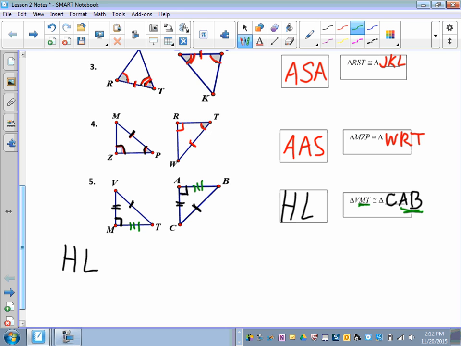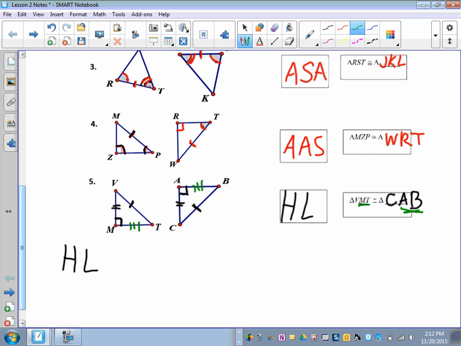So by the hypotenuse leg theorem here, we have that these two triangles are congruent, meaning that each piece is congruent. All right, questions on that? Okay, questions so far on those 5 ways?